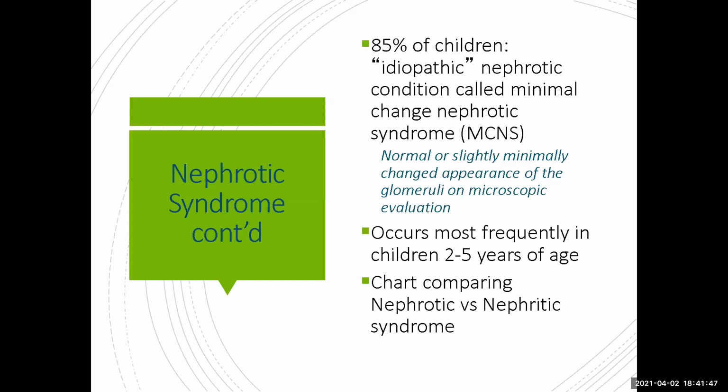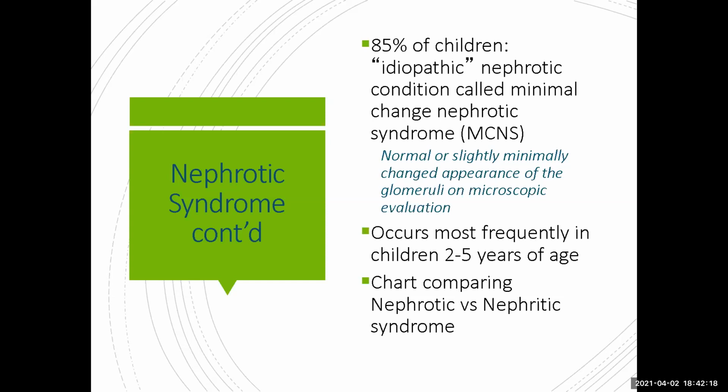85% of children get the idiopathic nephrotic condition called MCNS, minimal change nephrotic syndrome. So normal or slightly minimally changed appearance of the glomeruli on microscopic evaluation. It occurs most frequently in children 2 to 5 years of age. And again, this is one of those reasons we're going to look at the chart comparing the two.